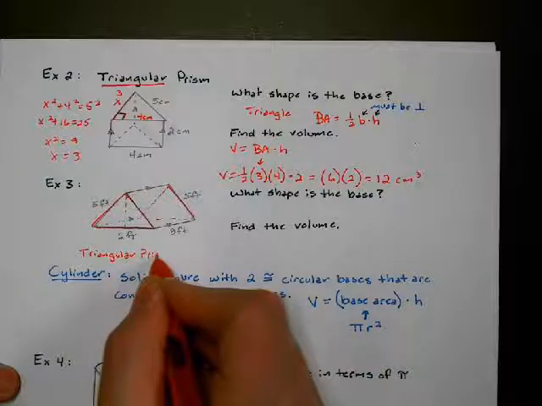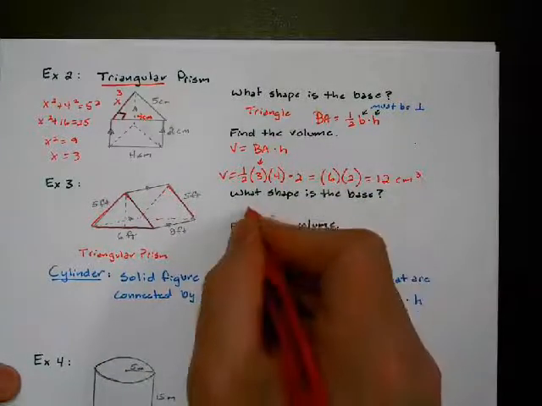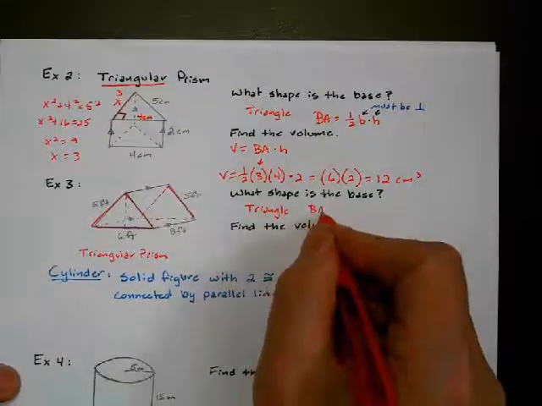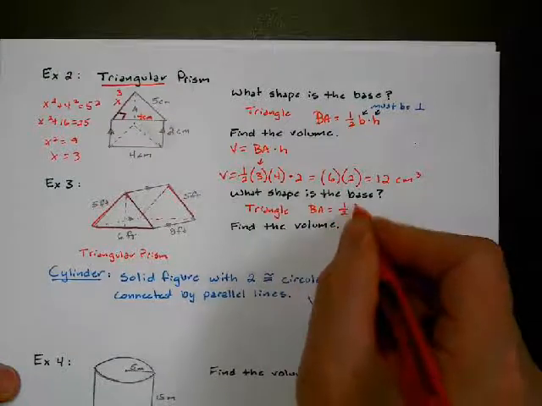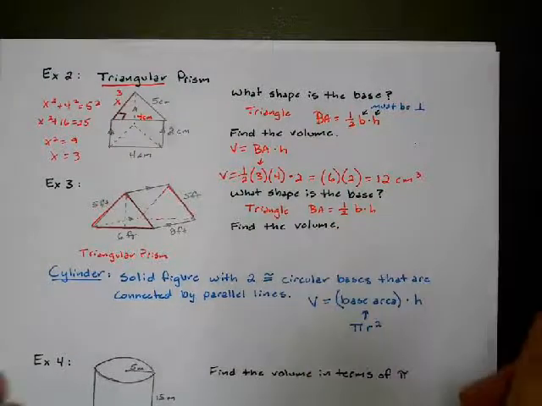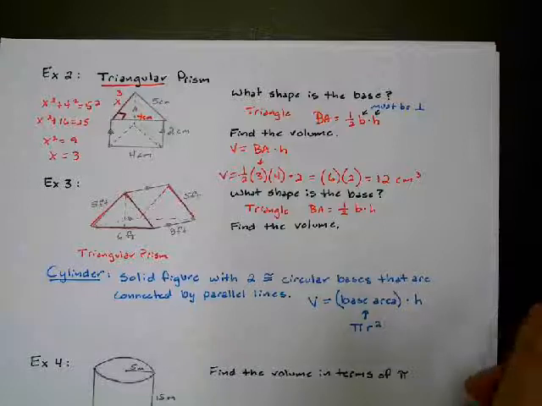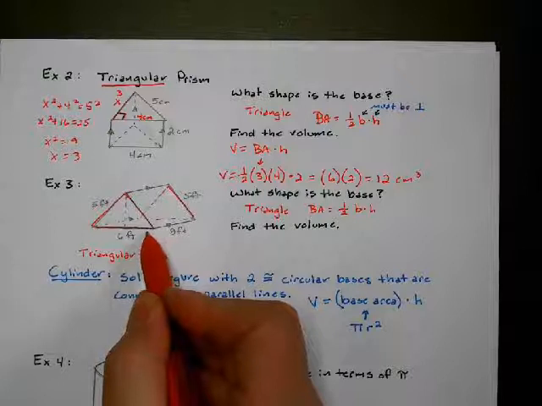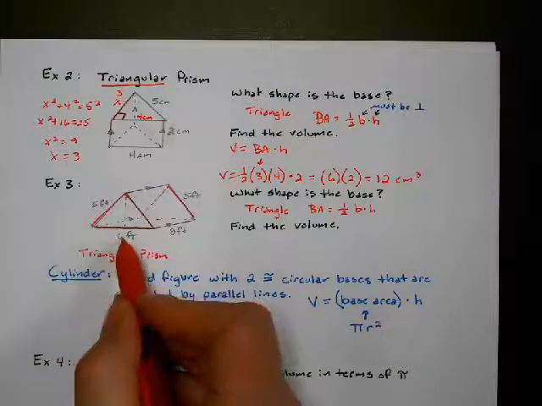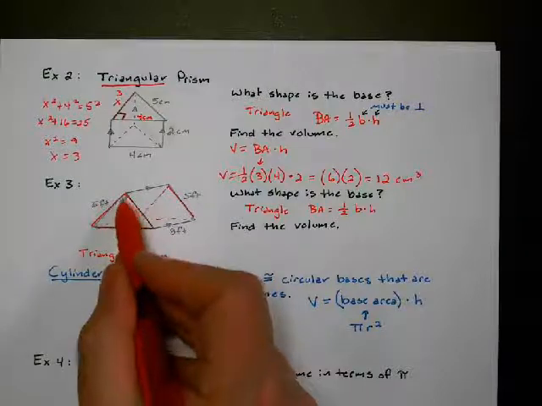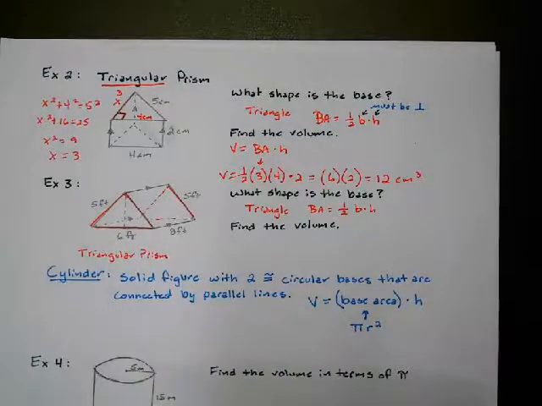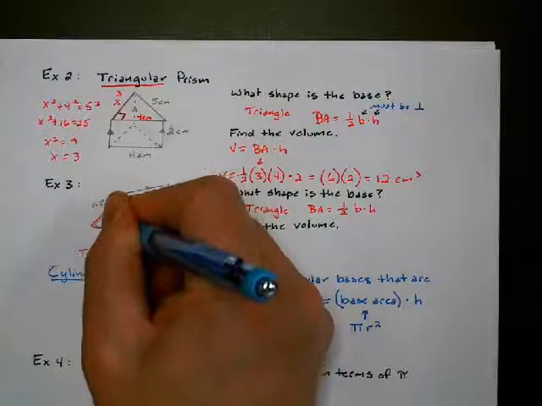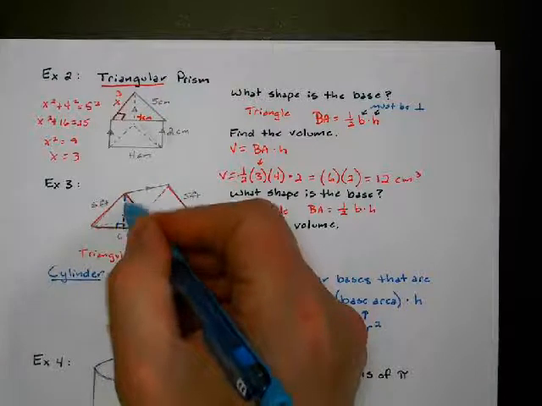So the shape of the base is a triangle on this one, which means my base area again has to be 1/2 base times height. Now the height has to be perpendicular to the base. This side is 5 here and this side is 6. I cannot just do 1/2 of 5 times 6 for the area of that base because they're not perpendicular to each other. What I need is to find out what this is. This is the height of that triangle.